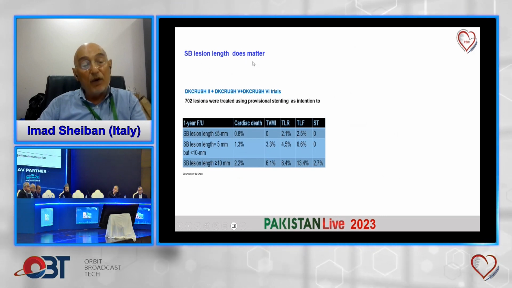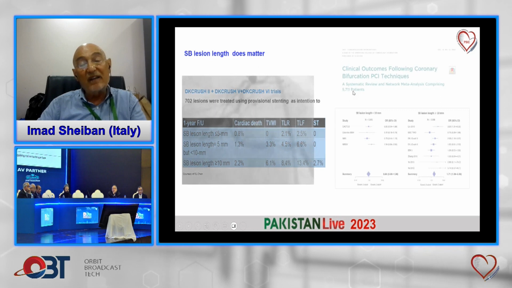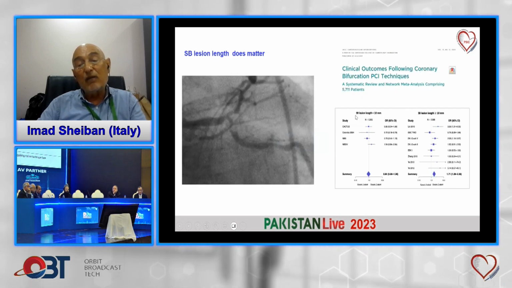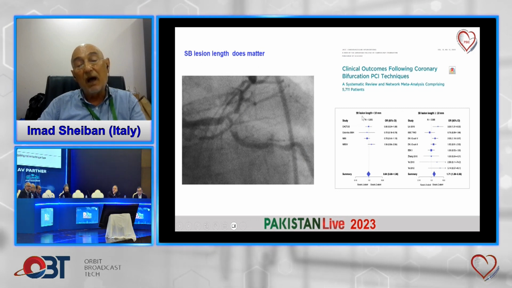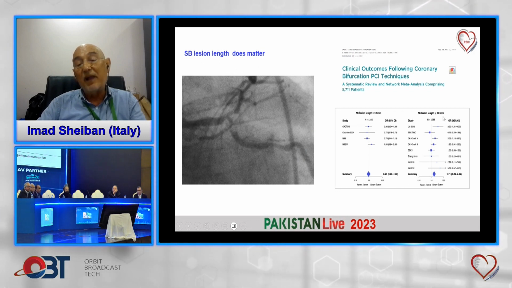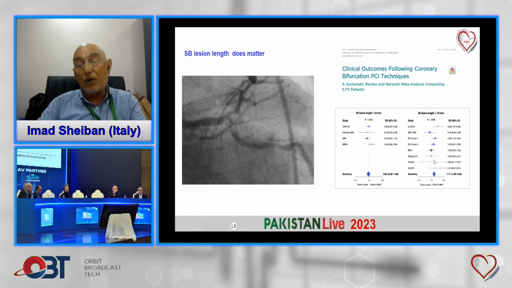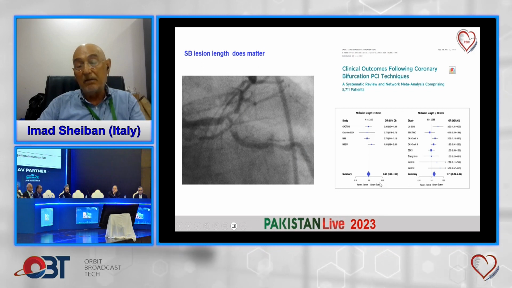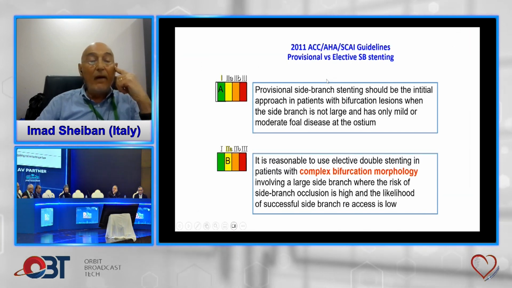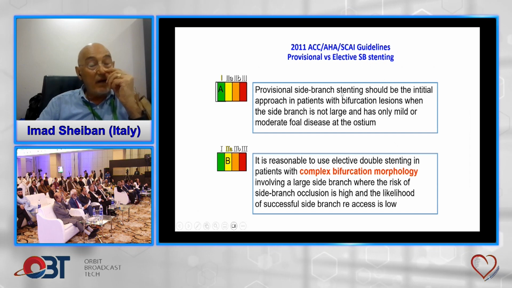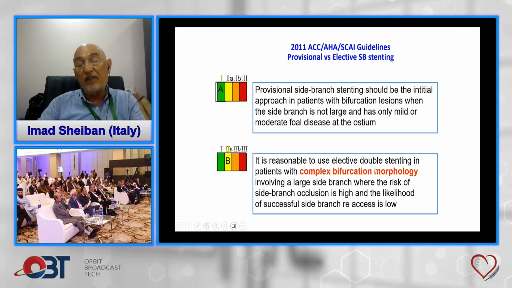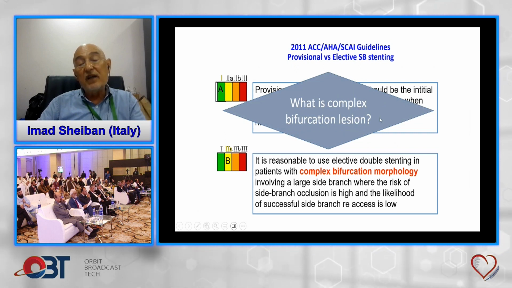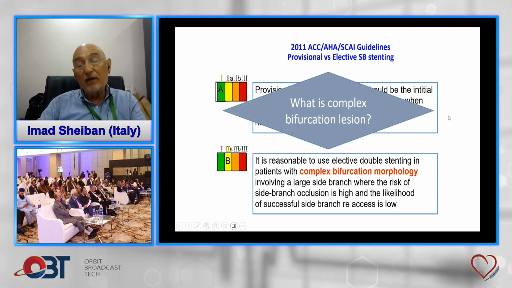Lesion length is very important on the side branch. That was also documented by this meta-analysis: when you have lesion length on the side branch of more than 10 millimeters, then a two-stent approach will be superior to provisional stenting. And we know that the other criterion is the complexity of bifurcation morphology. However, what is complex in a bifurcation lesion, we do not have a good definition.